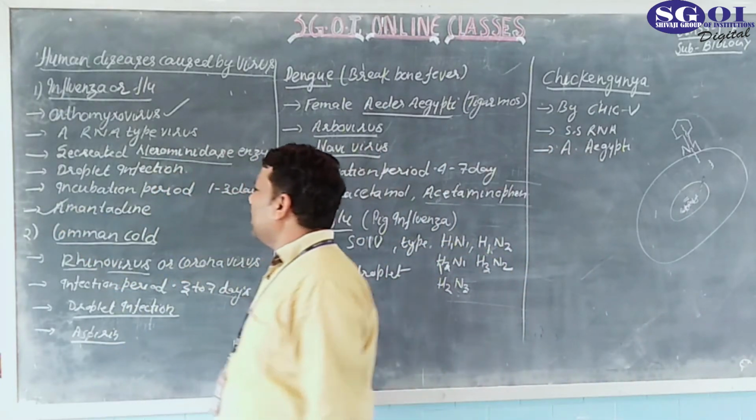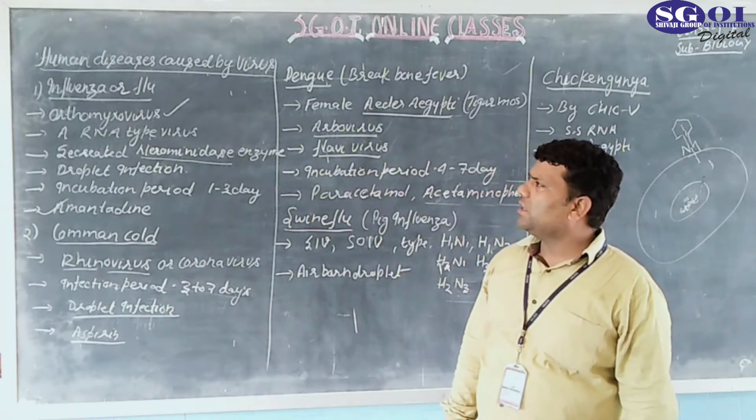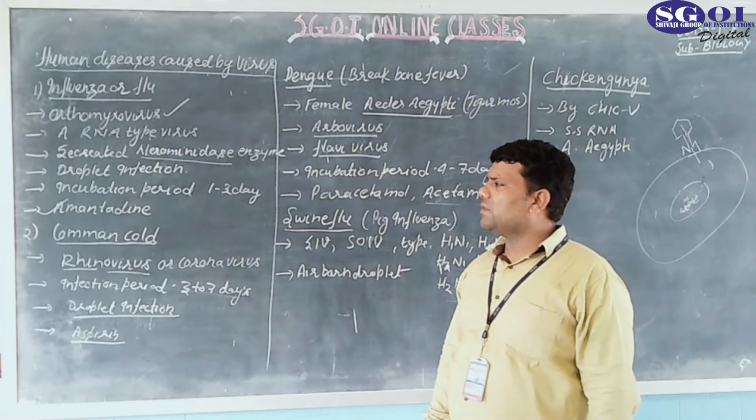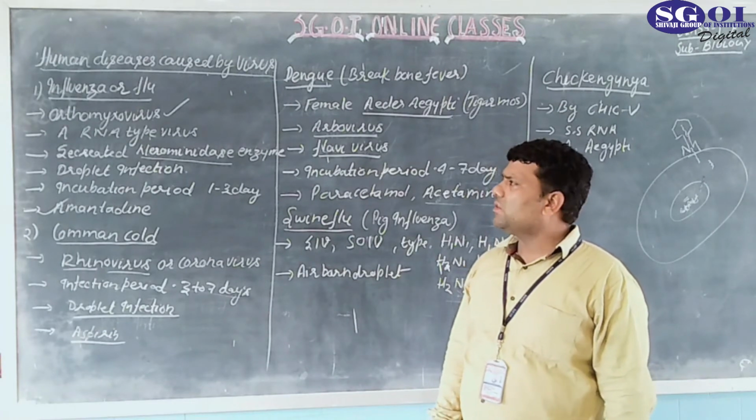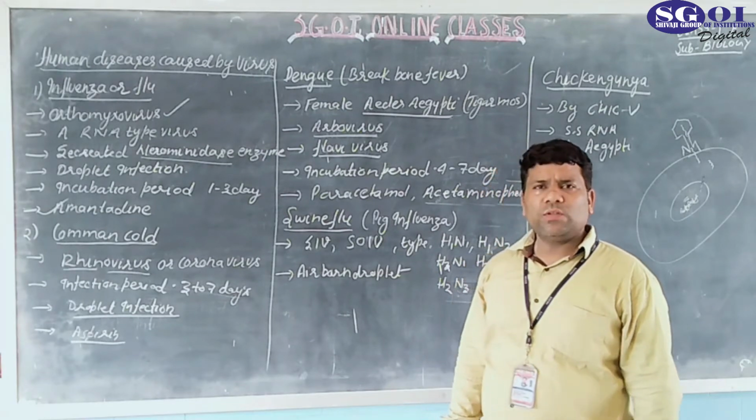Oseltamivir and amantadine are given. Amantadine is given in the case of influenza or flu virus. It is a type of antiviral drug which is given in the case of influenza or flu virus. Now comes the next disease.